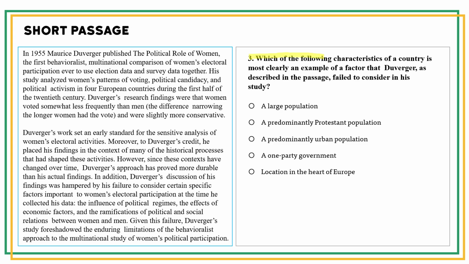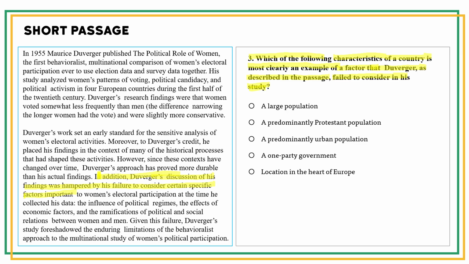So, which of the following characteristics of a country is most clearly an example of a factor that Duverger, as described in the passage, failed to consider in his study? So, what did Duverger fail to consider in his study? If I hunt for those lines, okay, so this is where it starts. In addition, Duverger's discussion of his findings was hampered by his failure to consider certain specific factors.